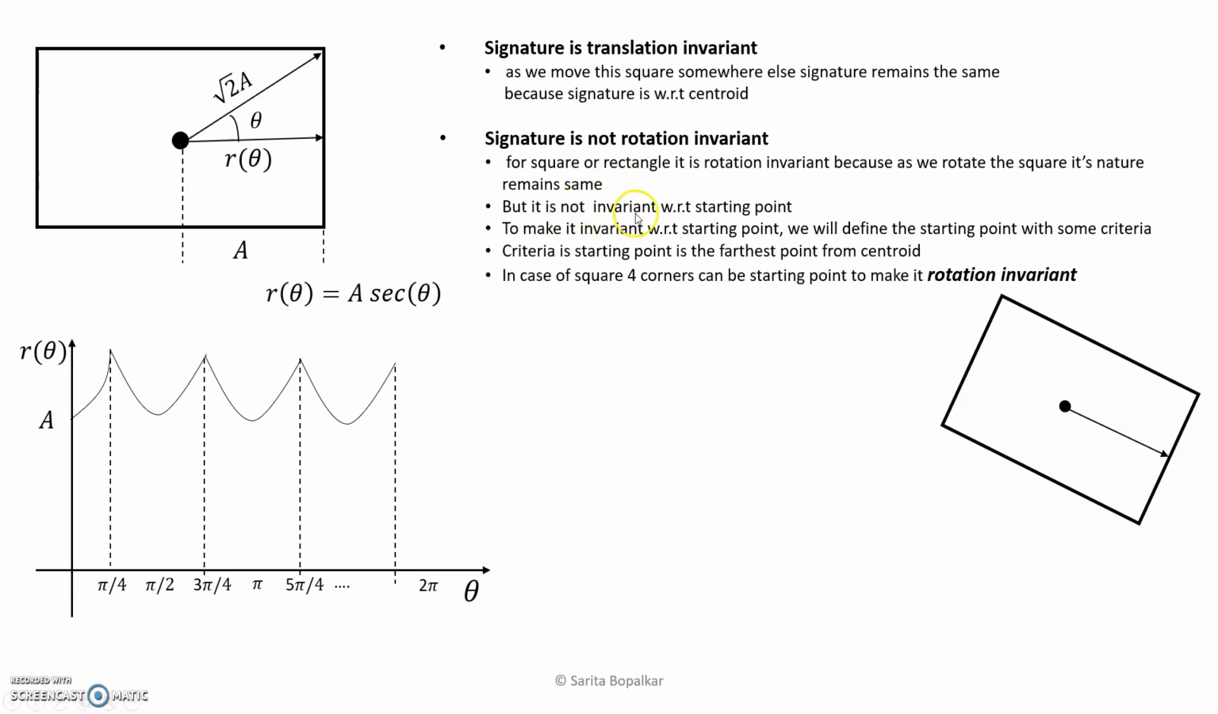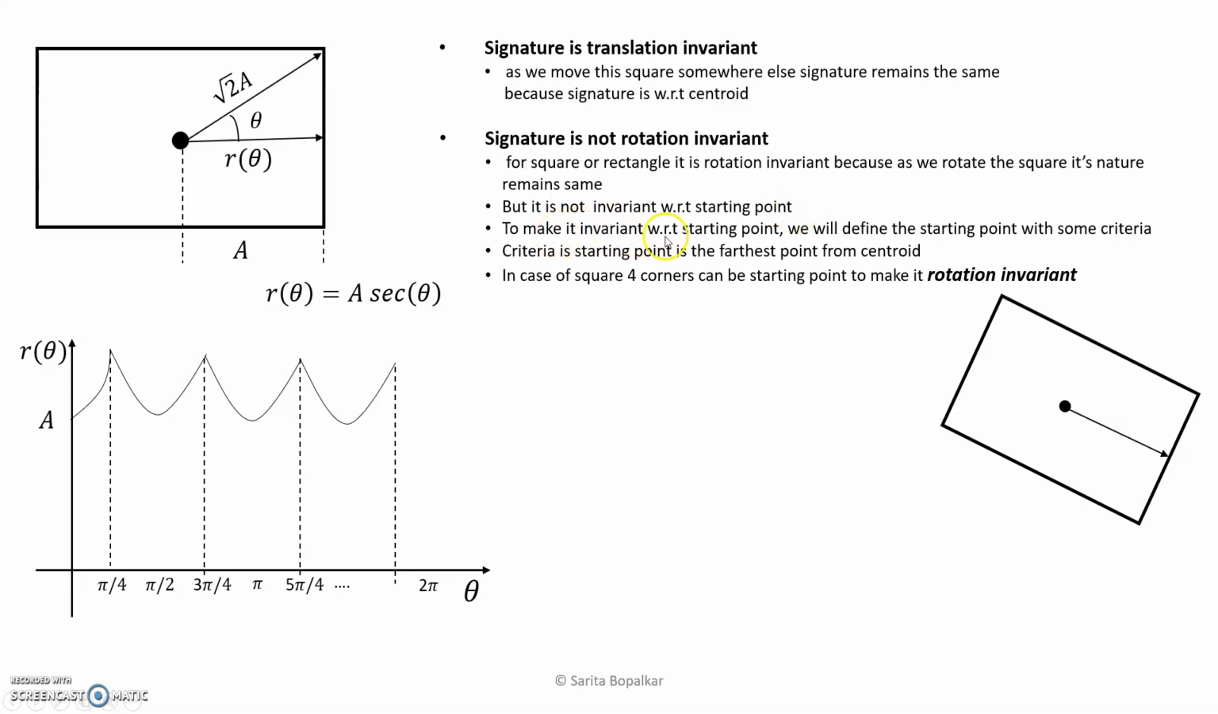But it is not invariant with the starting point. In the previous case, when we drew this signature, we considered this as a starting point. If I change my starting point, the signature nature will change. When we rotate and our starting point is the same, the signature remains the same. But if we change the starting point, the signature changes. So it is not invariant with respect to the starting point.